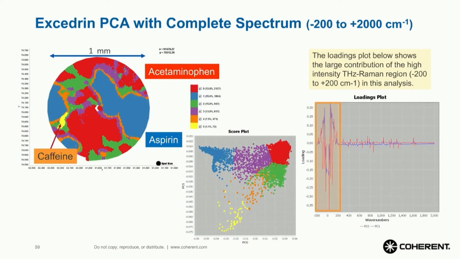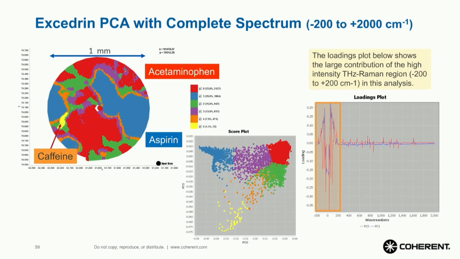Now, part of the reason why we can do this is because we have such strong signals coming from the low frequency portion of the spectrum. So when you do the principal component analysis and clustering, taking advantage of the low frequency portion and anti-Stokes from -200 up to about 2,000 wave numbers to include the entire chemical fingerprint region, it makes it very easy to identify all the different components that are found within the tablet.